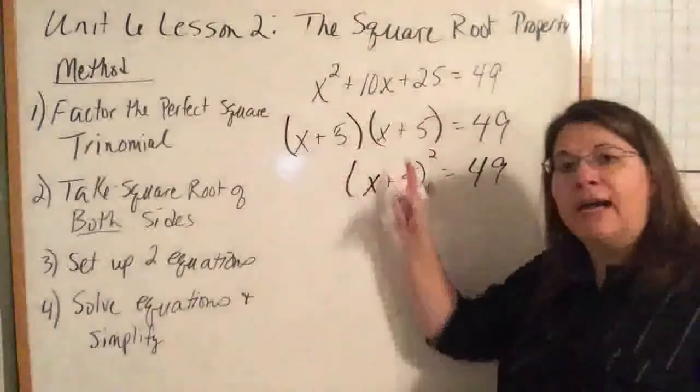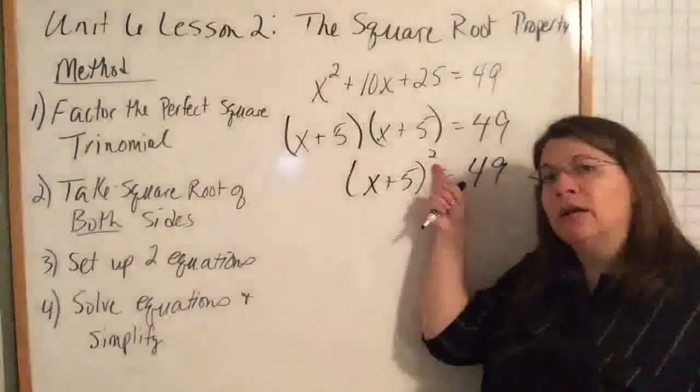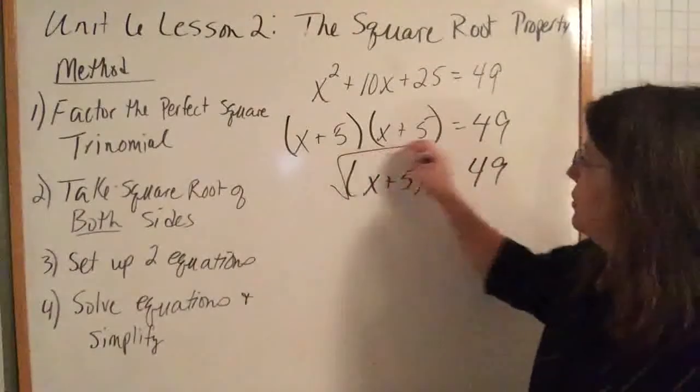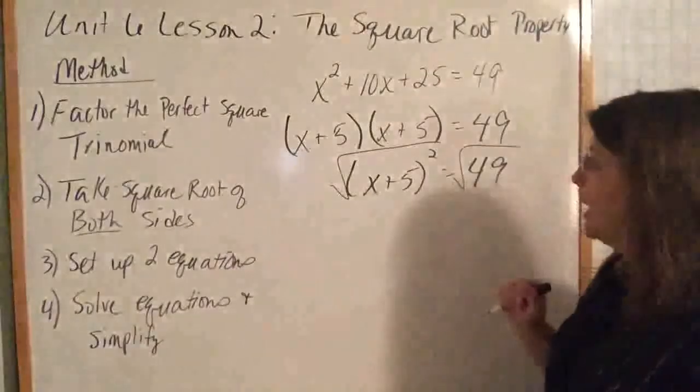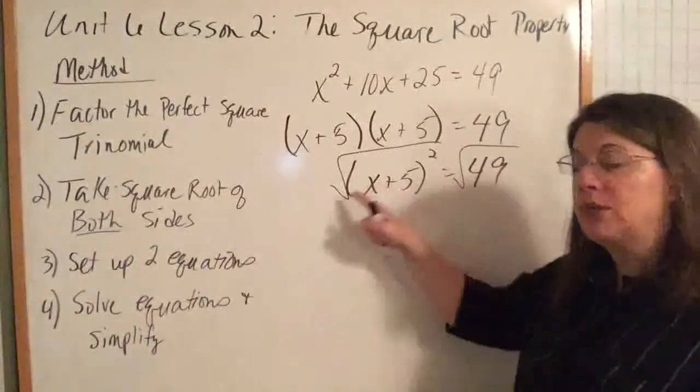So that's what we've got. Now, in order to get rid of the square, I'm going to take the square root on both sides. If I do anything to one side, I have to do it on the other side as well. So I've put in a square root to solve this.